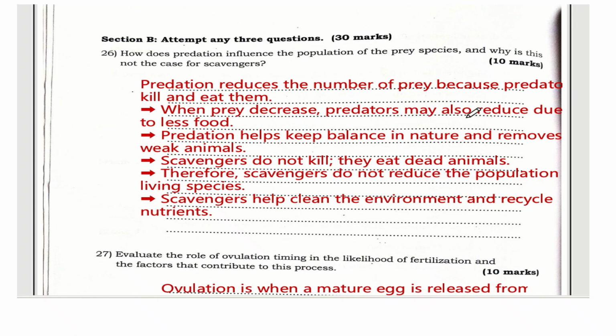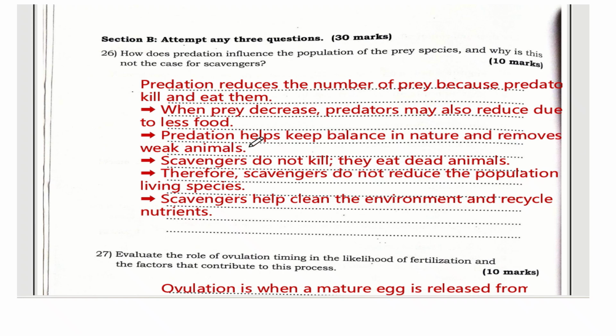When they decrease, predators may also reduce due to less food. So you understand that when the prey is low, the number of predators may decrease because they died of hunger. There is no food at all because the number of prey is low, so that the food can be enough for them. So predation helps to keep balance in nature and removes weak animals.